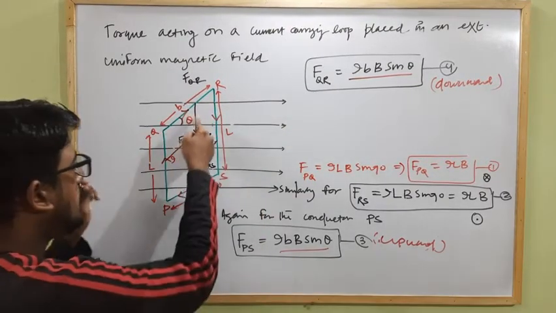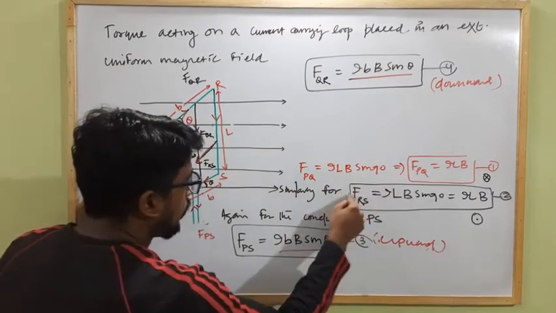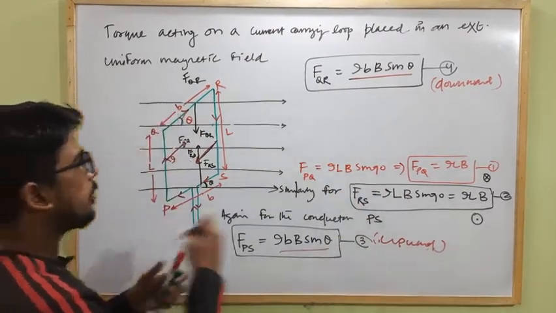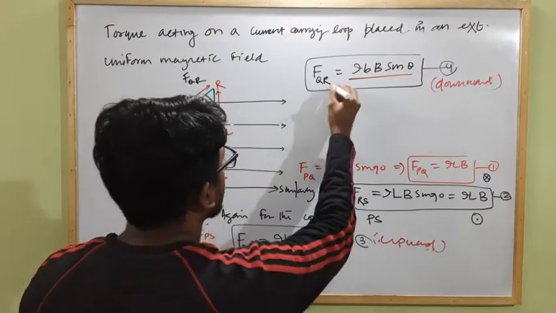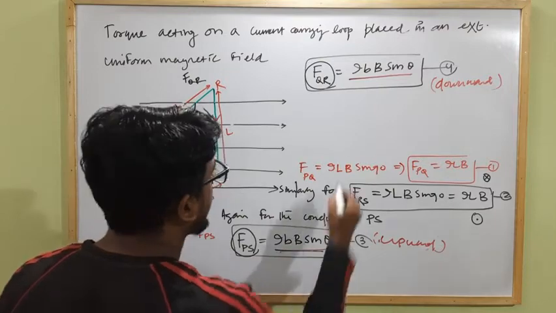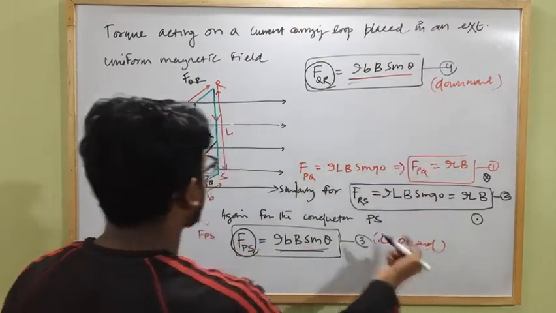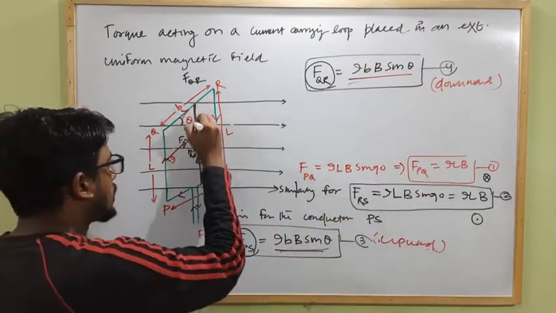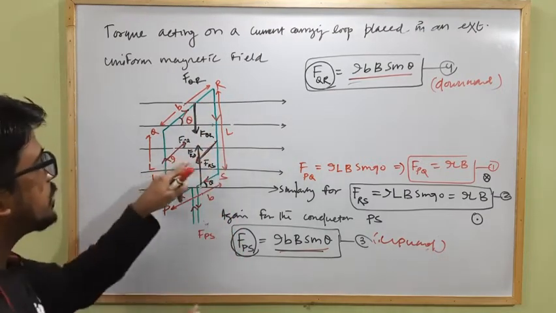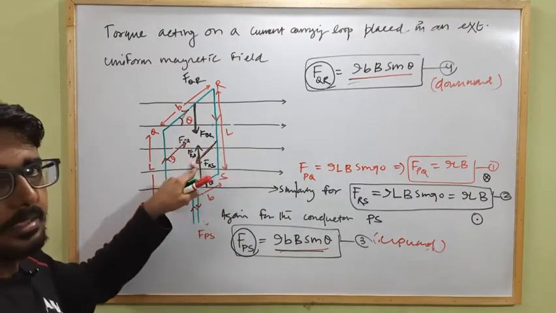Okay. So from these four forces, from equation 1 to 4, the force acting on the QR segment and the force acting on the PS segment are both equal in magnitude, opposite in direction, and act along the same line of action. So these two forces will get cancelled.